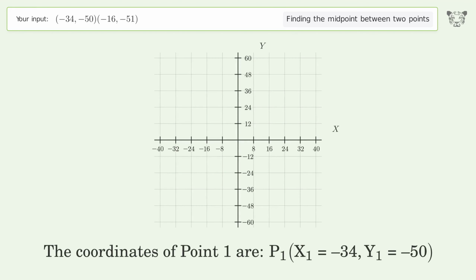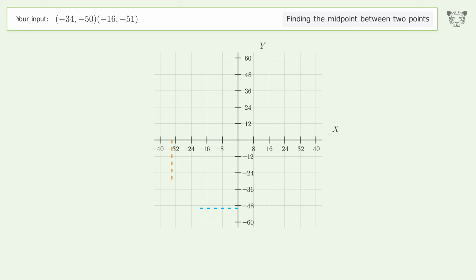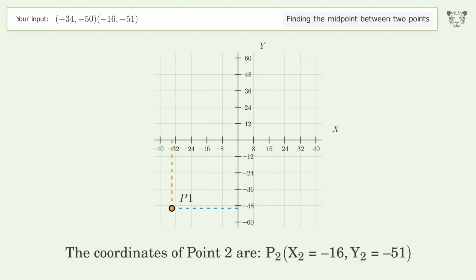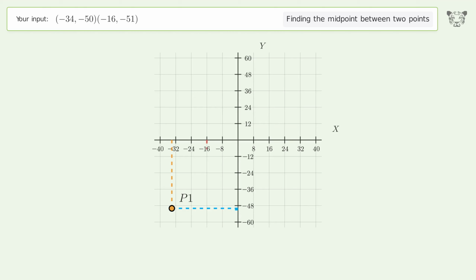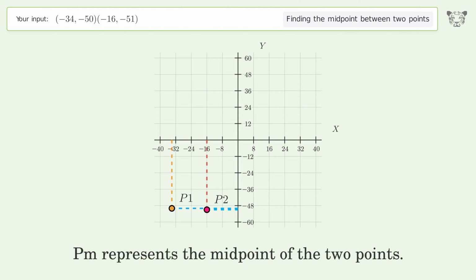The coordinates of point 1 are, x1 equals -34, y1 equals -50. The coordinates of point 2 are, x2 equals -16, y2 equals -51. PM represents the midpoint of the 2 points.